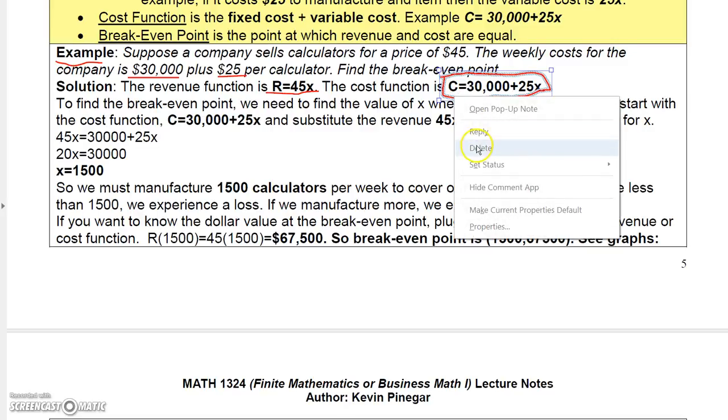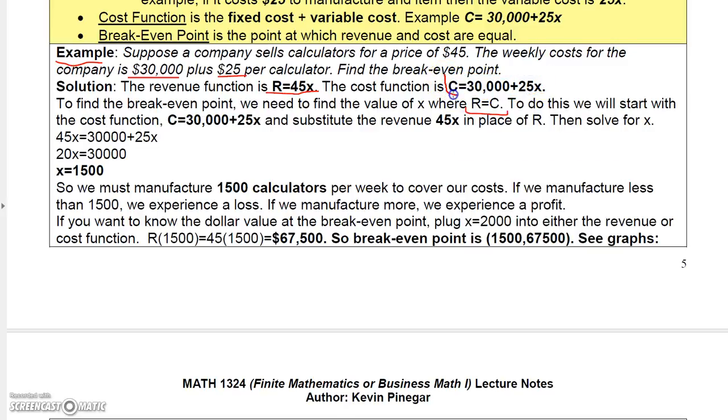All we're going to do is take this cost function, and so that we can set revenue equal to cost, we're going to take the value for revenue, which is 45x, and substitute it for cost. And that way we will have revenue equal to cost. So if you'll notice, I've replaced cost with 45x. Now all I have to do is solve this equation. To do that, just subtract 25x from both sides, and I'll get 20x equals 30,000.